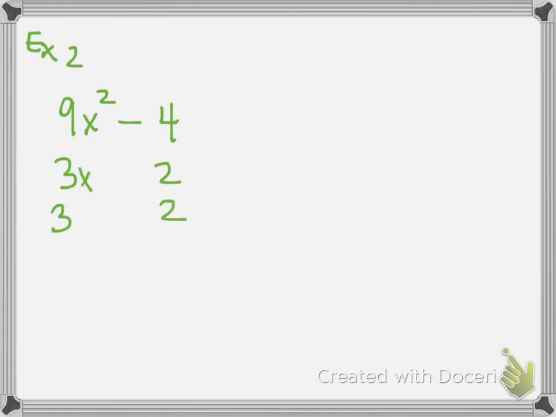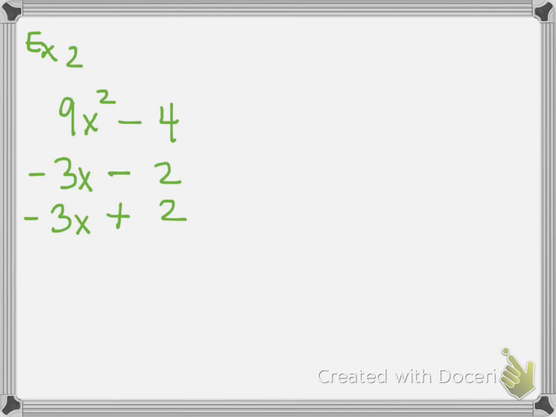And this is kind of a way to check it. These multiply, 3 and 3, multiply to give me 9x squared, and these multiply to give me a 4. And I know I want it to be a negative 4, so at least one of them has to be negative. The other one is positive. These multiply to give me negative 4.